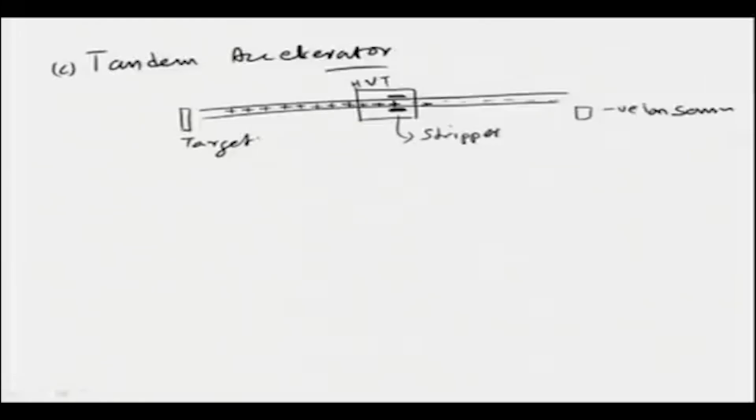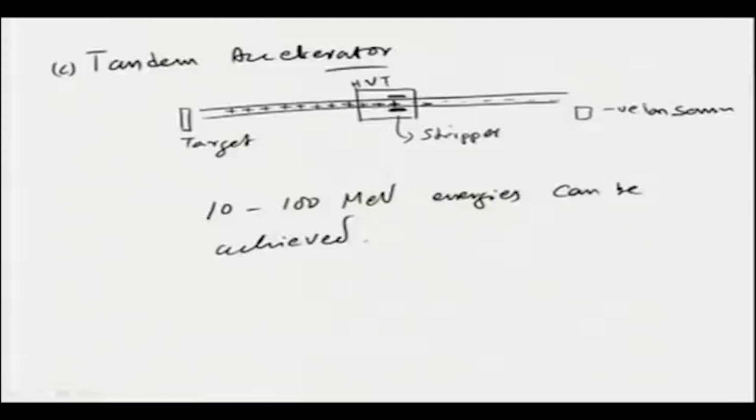So, this arrangement is called the tandem accelerator. Here the ion source is outside the arrangement of the high voltage terminal, so it is easily accessible, and we can have easy replacement, etc. One can achieve energies of the order of 10 to 100 MeV with this kind of arrangement. This is another electrostatic accelerator. Now, moving away from electrostatic accelerators, we can think about cyclotrons.